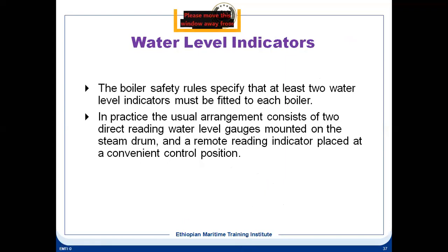Water level indicators. The rules state that at least 2 level indicators must be fitted to each boiler. In practice, the usual arrangement consists of 2 direct reading water level gauges mounted on the steam drum and a remote indicator placed at a convenient control position, which is usually the engine control room.